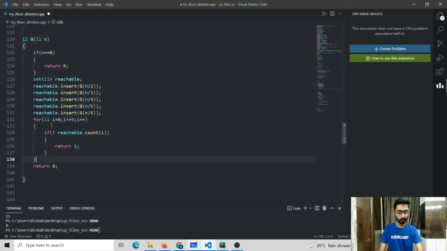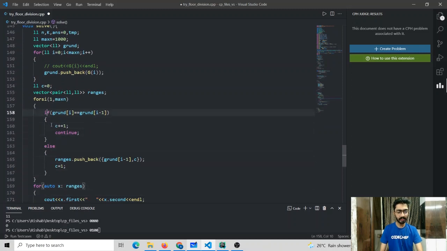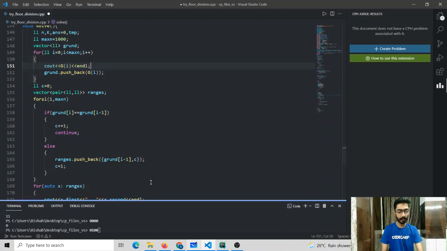So next I have iterated over all the values from 0 to 1000, and in the Grundy array I have pushed back the Grundy number. After that I am going to print the Grundy numbers. So let's print them and see if there exists some pattern or not.